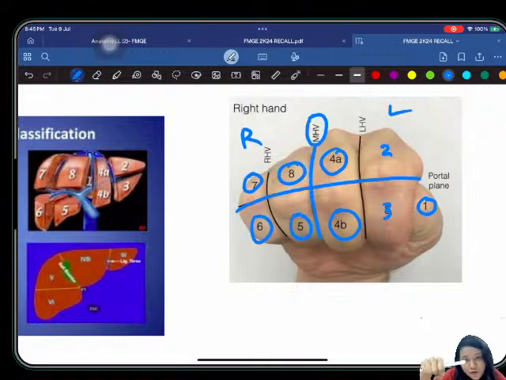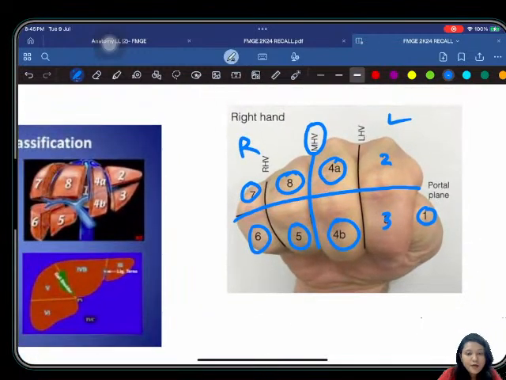So this is how you remember the caudate segment, or you can also put your thumb like this. Instead of this you can just put it like this, and the thumb is the caudate segment. Then you have a midline, that is the portal plane. In the image you can see the portal plane, and then you divide your 4 fingers into 2, 3, 4A, 4B, 8, 5, and 7, 6.